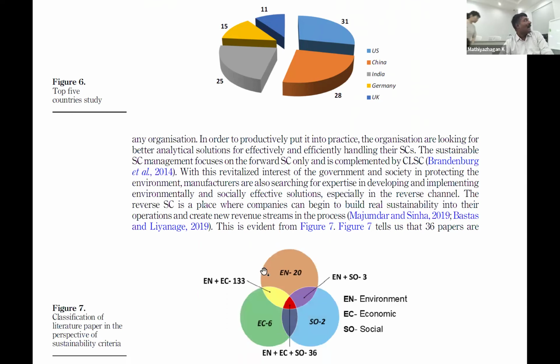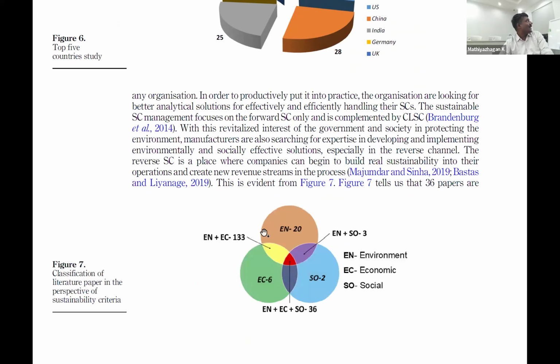Okay. In the sustainability perspective, what are the papers? If you see this, out of the 204, the maximum is the environmental and economic perspective, which is 133 papers. Okay. All 3 combined, the exact sustainability perspective, 36 papers.